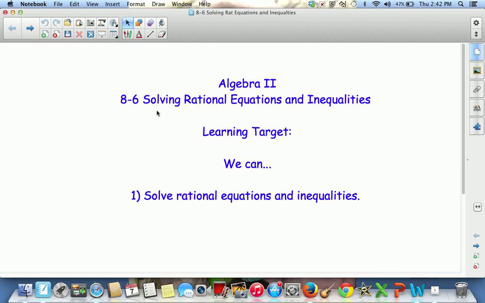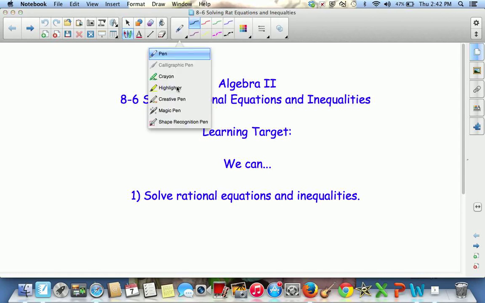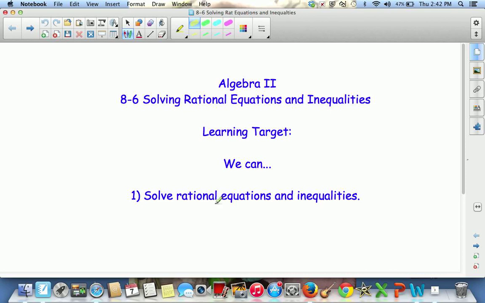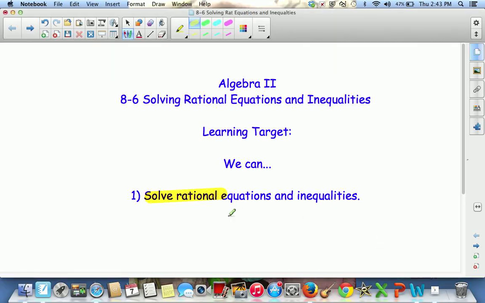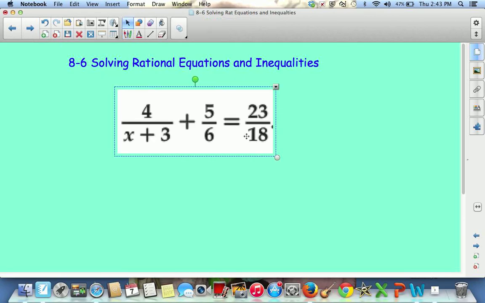Hello, Algebra 2 students. We are going to look at solving rational equations. We're just going to practice solving rational equations. The inequality part we'll do in class. So with rational equations, we're just going to jump right in to an example here.